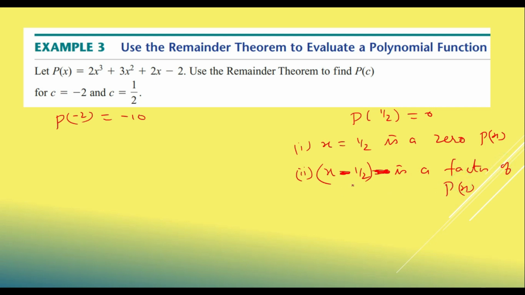You can write this x is equal to half in a different way, because when x is equal to half, multiply 2 on both sides. 2x is equal to 1, which gives 2x minus 1.